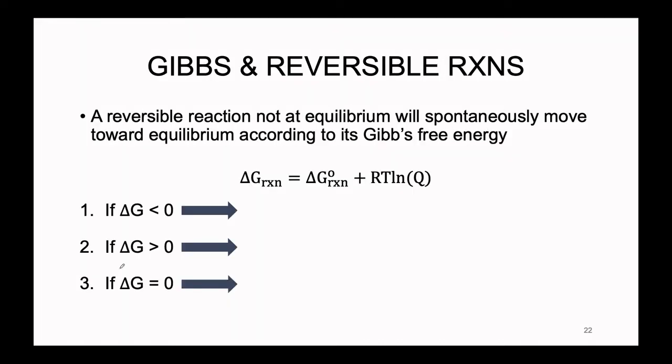Okay, so we can also use Gibbs free energy, as was previously stated, to determine the direction of our reversible reaction. A reversible reaction that is not at equilibrium will spontaneously move towards equilibrium, according to what its Gibbs free energy is going to be equal to. And so here we have this new equation. We'll start from the right and move to the left. We have a Q inside of this natural log, which stands for the reaction quotient that we have been talking about.